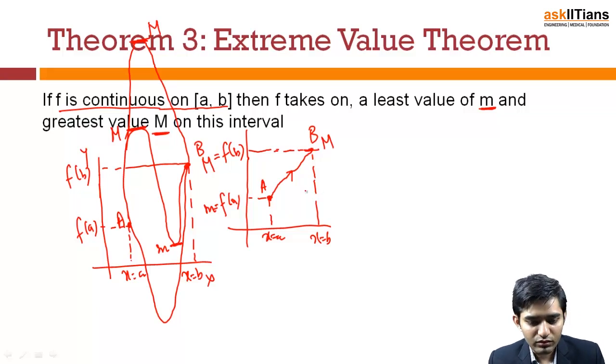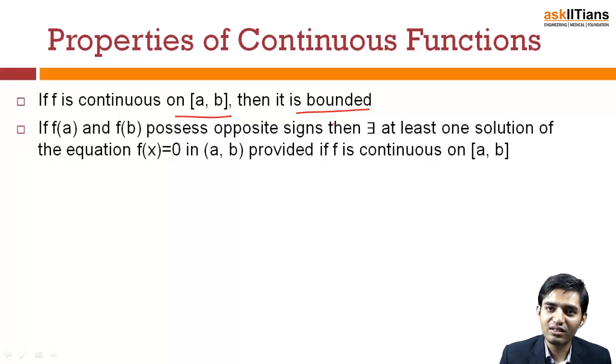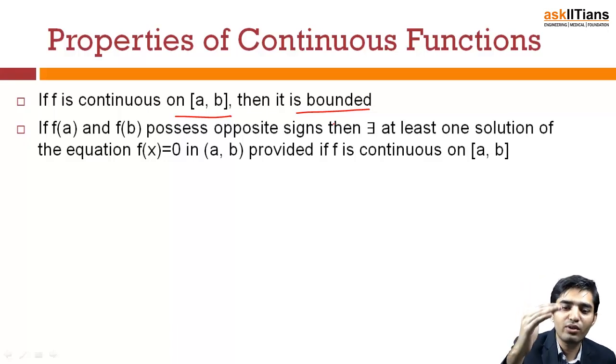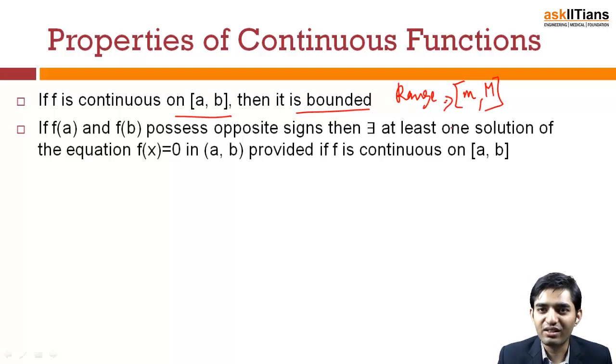Now let us learn about some properties of continuous functions. The first property is, if f(x) is continuous on the closed interval a to b, then it is bounded. Because if it is continuous on the closed interval a to b, that means its maximum value will exist and its minimum value will exist. If the minimum and maximum values exist, then the range of that function will be from its minimum value to its maximum value, so the range will be fixed.